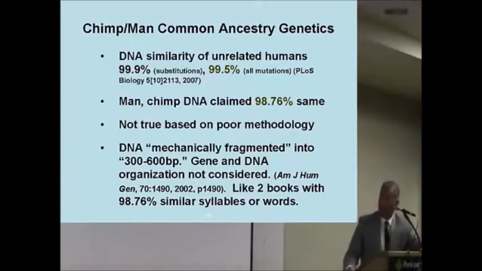But when you read how this paper was done, it's not true. The paper was very disingenuous. If you look in the methods section, they mechanically fragmented the DNA into 300 to 600 base pair nucleotide fragments, and they matched up the fragments. So the organization of the DNA, not even the genes, was considered. It's like having two books and claiming that 98% of the words or syllables are similar. Of course, arrangement means everything. So it was a very disingenuous study.